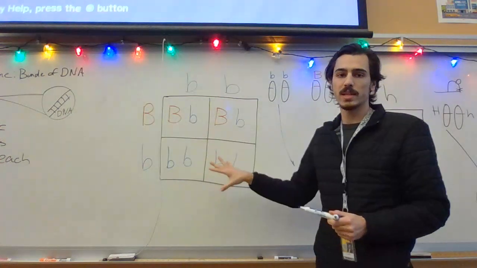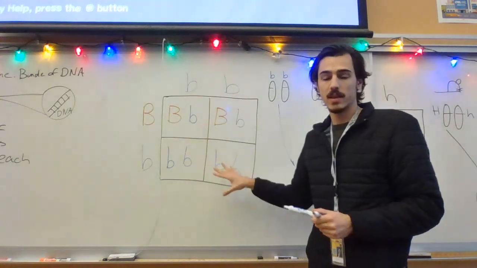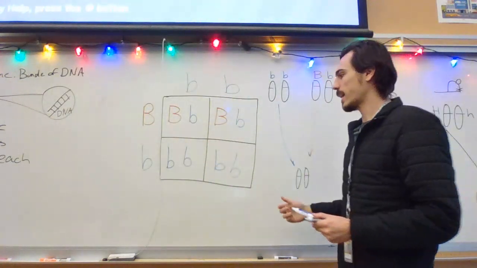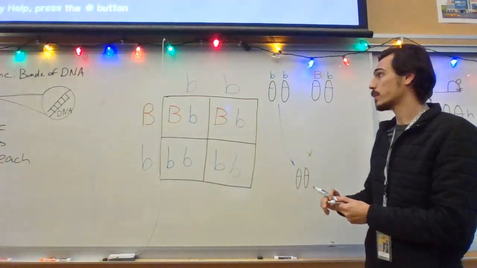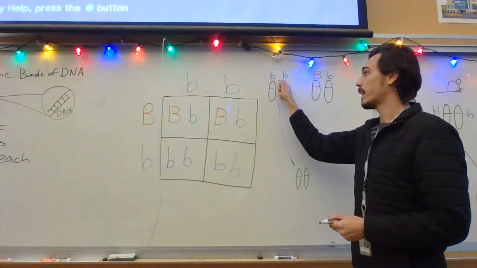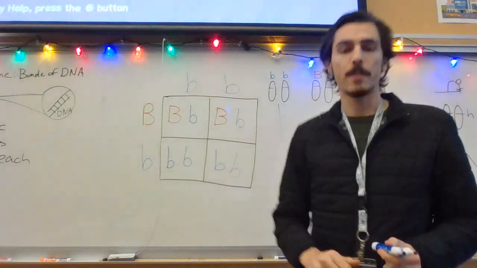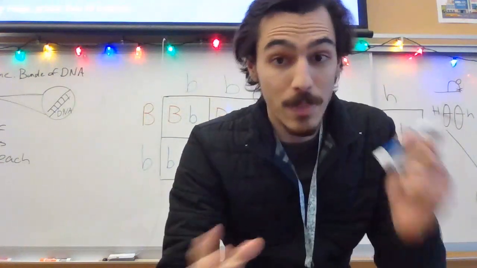So using a Punnett square, we can tell the chances that the offspring or the children are going to have a specific set of alleles. And remember, a set of alleles, that's our genotype. All right, so that's how we're going to fill out the Punnett square.